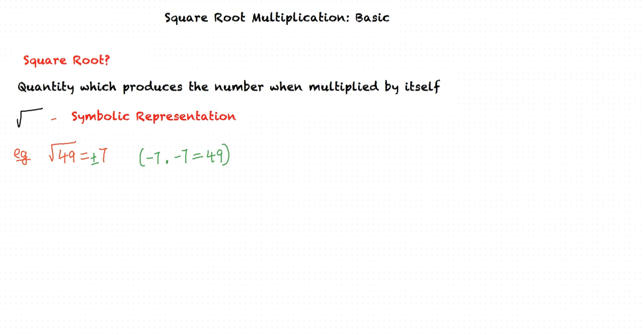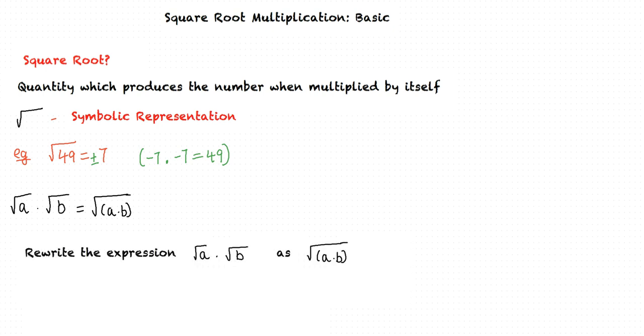Let us now look at square root multiplication. In general, let us say we have square root of a and square root of b. Then square root of a times square root of b equals square root of a times b. The steps we follow in order to perform square root multiplication are: rewrite the expression of the form square root of a times square root of b as square root of a times b. Finally, we simplify the expression to obtain the answer.